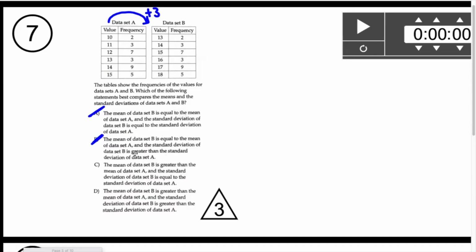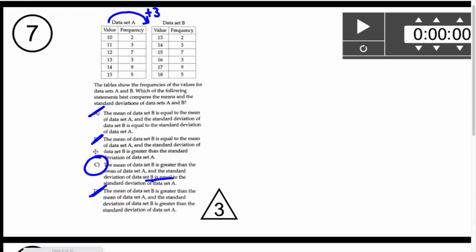Then the way standard deviation works is it's the measure of spread, which is how far it is from the middle. But more generally, it's just how spread out the data is. If I add 3 to every value, all of them are going to move up together. If you imagine a bunch of people spread apart a certain amount, and they all move right the same amount, the distance between them doesn't change. So anytime you add or subtract the same number from every piece of data, the standard deviation will not change. So the mean is greater, but the standard deviation is going to be equal.